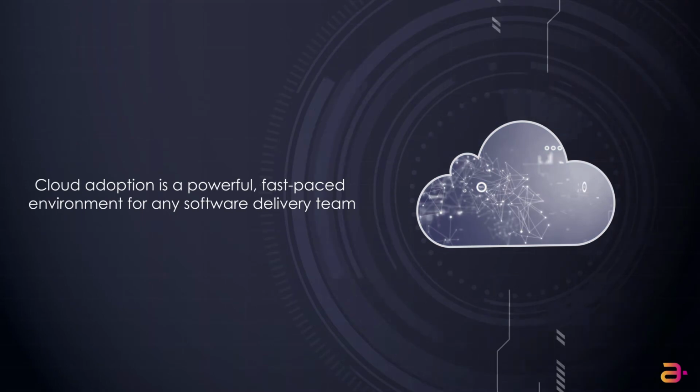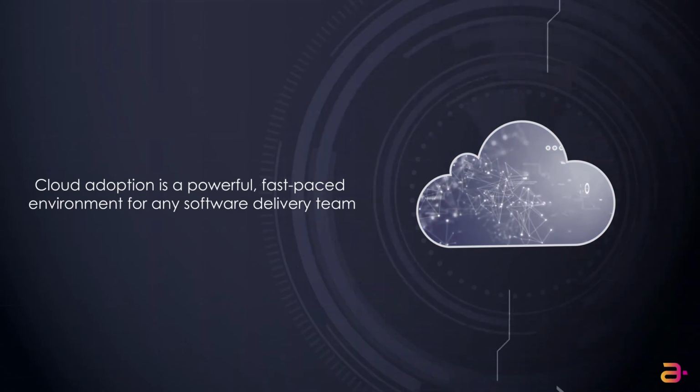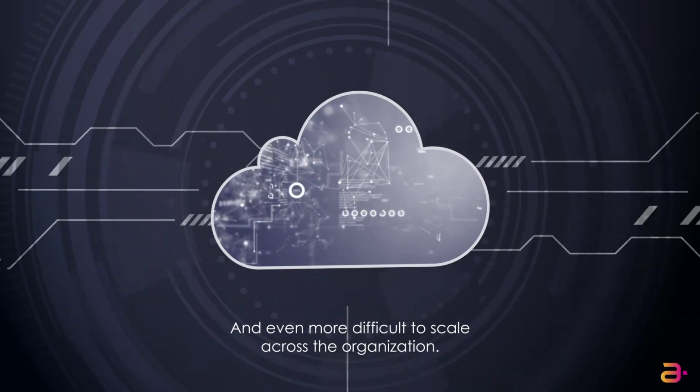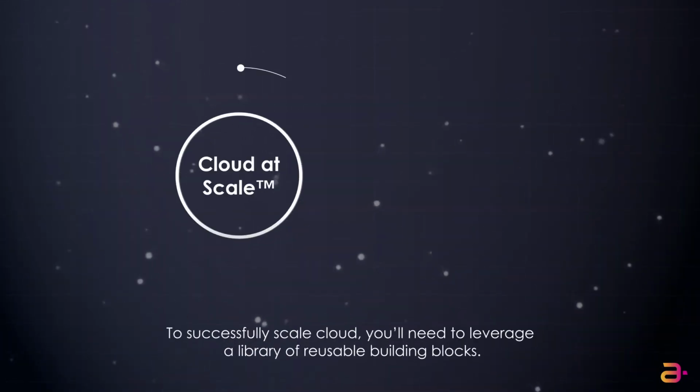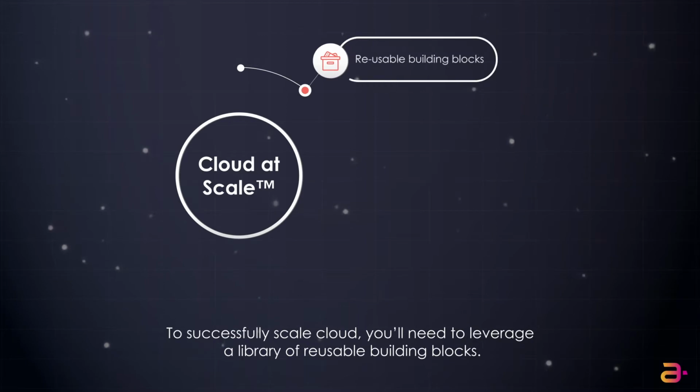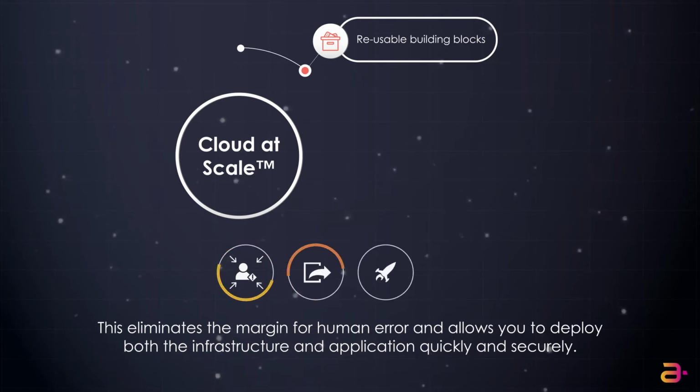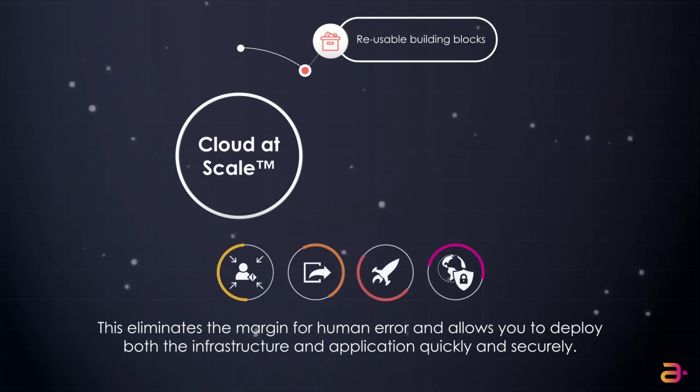Cloud adoption is a powerful, fast-paced environment for any software delivery team, and even more difficult to scale across the organization. To successfully scale cloud, you'll need to leverage a library of reusable building blocks. This eliminates the margin for human error and allows you to deploy both the infrastructure and application quickly and securely.